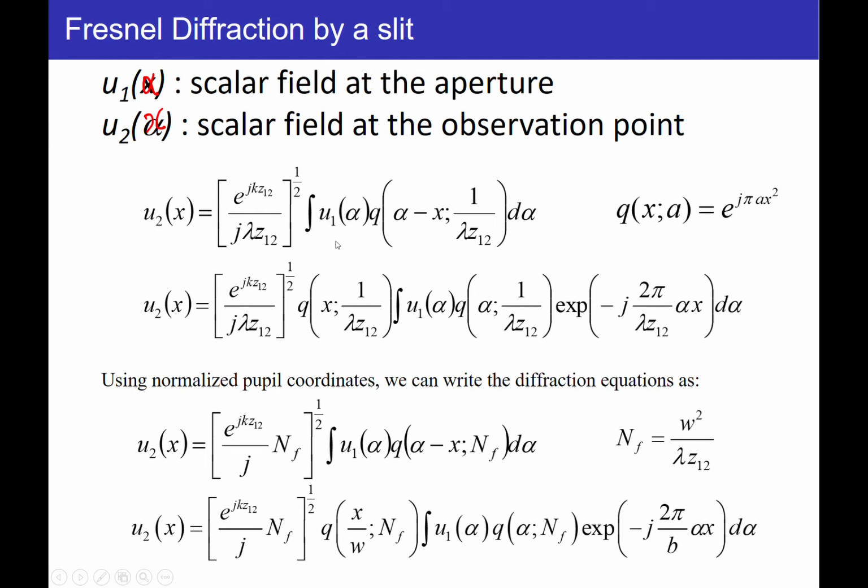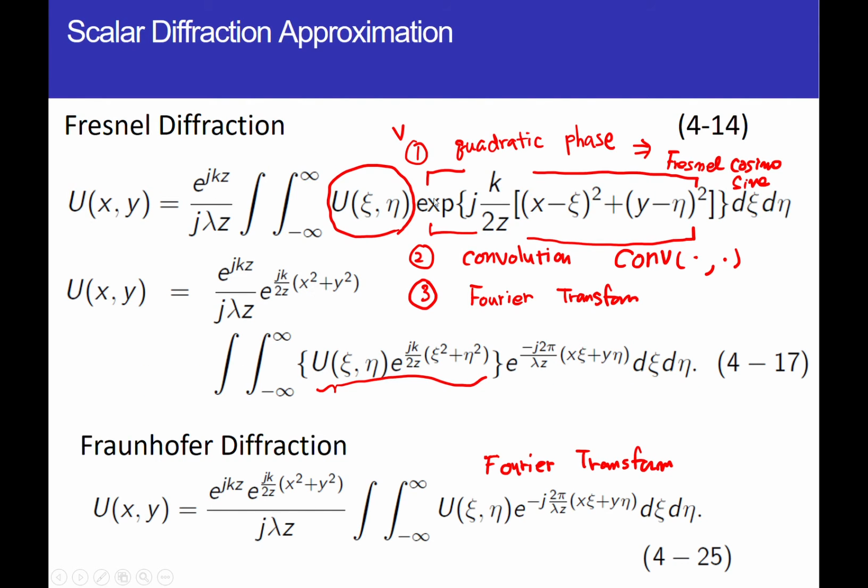Anyhow, alpha is a coordinate in the aperture plane, and U1 of alpha is the scalar field at the aperture plane. And then Q is our quadratic phase. As you can see here, this is the quadratic phase.